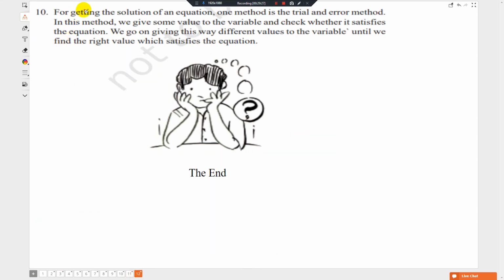For getting the solution of an equation, one method is the trial and error method. In this method, we give some value to the variable and check whether it satisfies the equation. We go on giving different values of the variable this way until we get the right solution which satisfies the equation. The end.